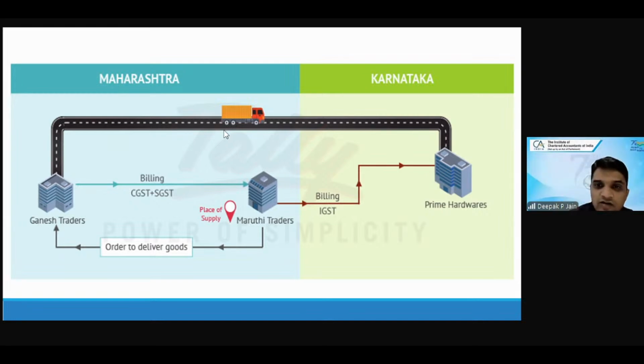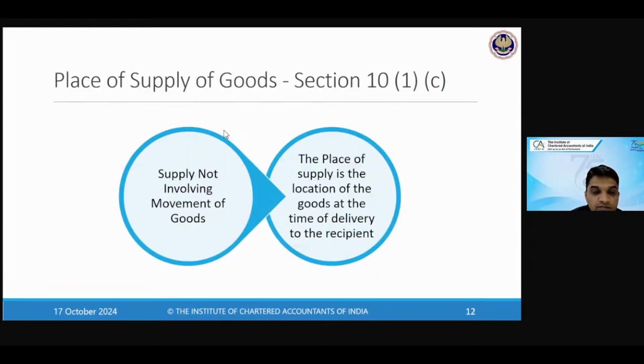Okay, so we understood what is the place of supply for goods in a normal situation and what is the place of supply of goods in a bill to ship to transaction. Now we'll go to a third scenario: place of supply of goods in section 10(1)(c), where supply is not involving movement of goods. First, we discussed supply involving movement of goods. In the second, also it is involving movement. Now, supply itself is not involving movement of goods. In such a scenario, the place of supply is the location of the goods at the time of delivery to the recipient.